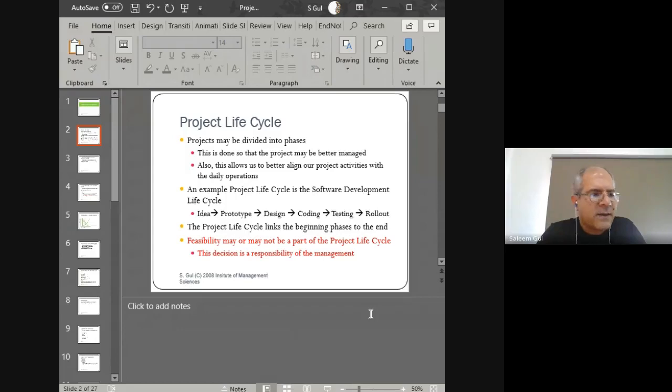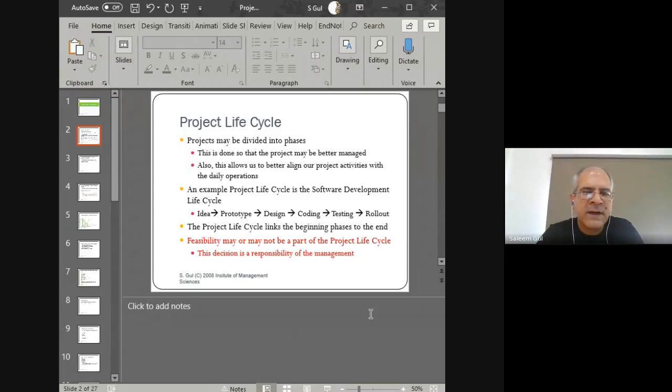And then, secondly, these life cycles allow us to consider the activities of the project in light of the activities that happen within the operational activities, because mostly we're going to be borrowing resources from these operational activities and placing them onto the project. So having a life cycle allows us to have better alignment there, right?